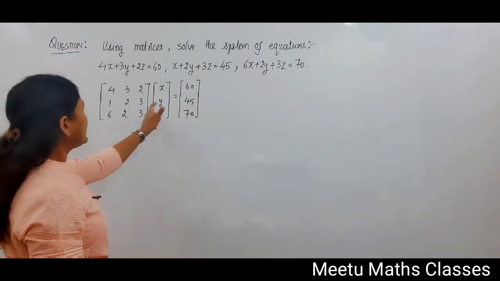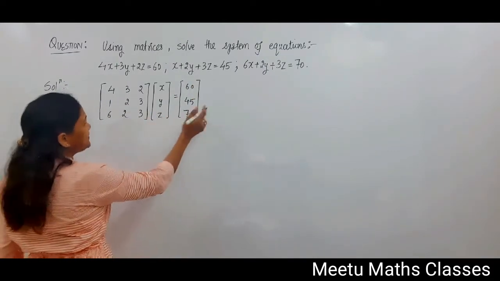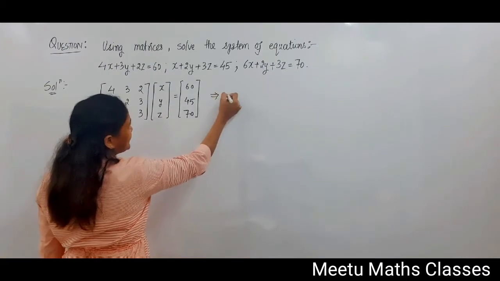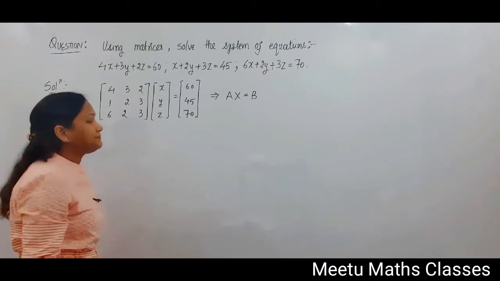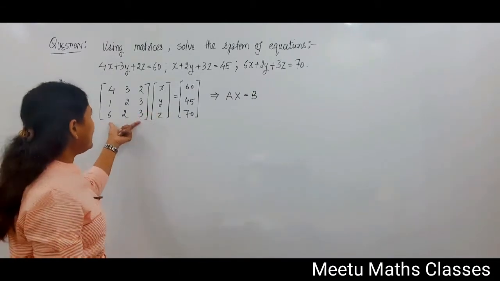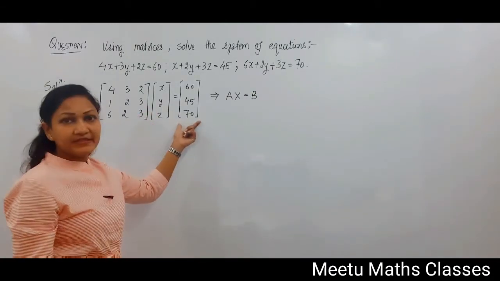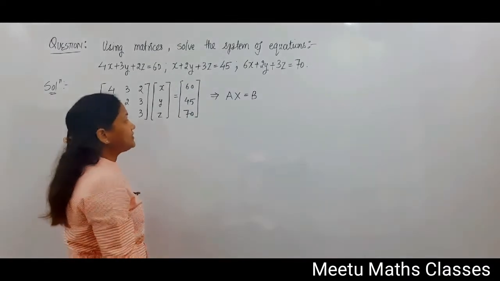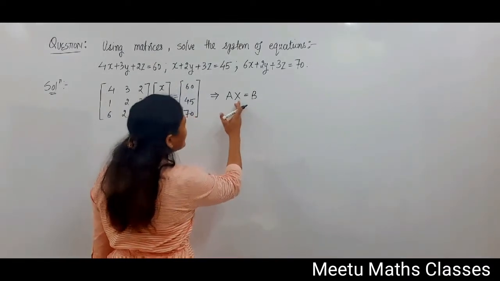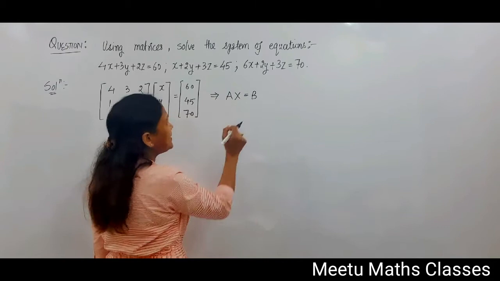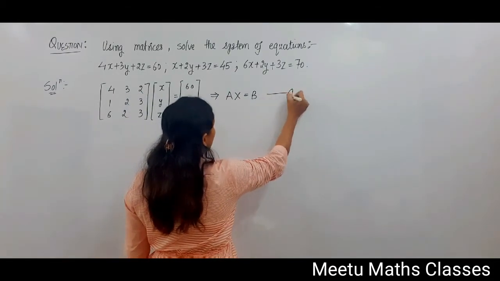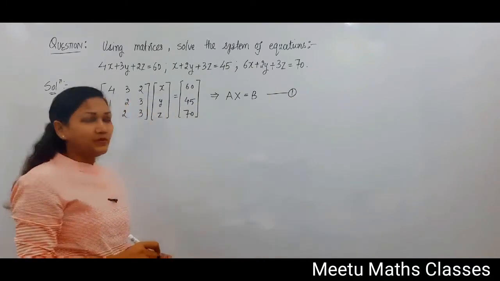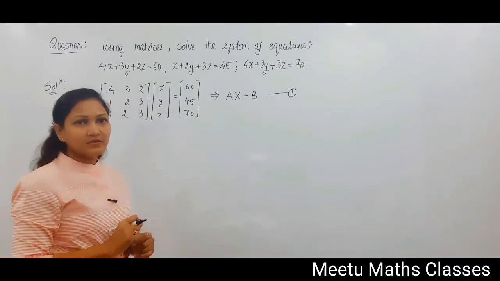Now, this equation is a matrix equation, and it can be written as AX is equal to B. This is the A matrix, this is the X matrix, and this is the B matrix. Now, to solve this equation, we have to first pre-multiply by A inverse on both sides. But before pre-multiplying by A inverse, we have to confirm whether A inverse exists or not.